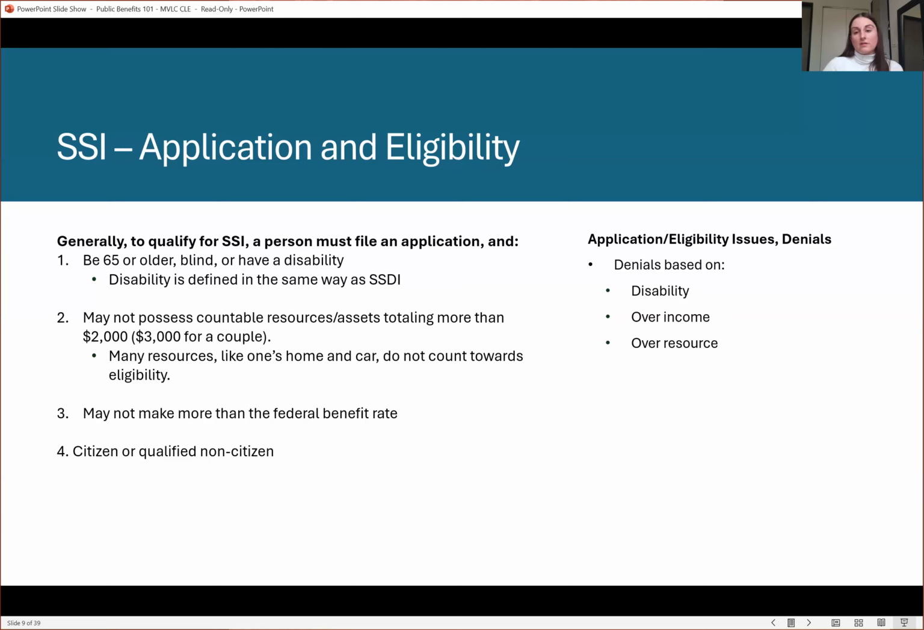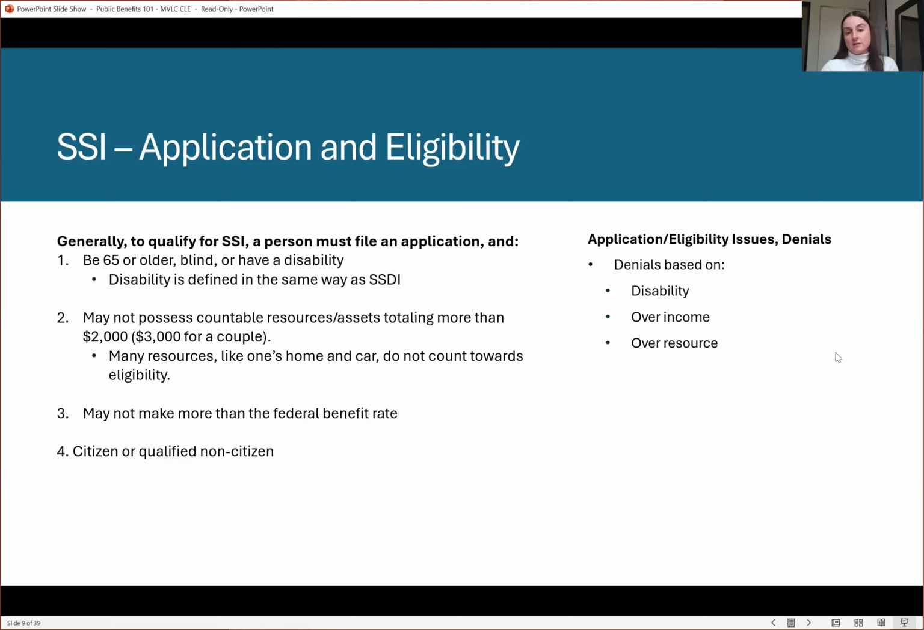You can't make more than the federal benefit rate. This is because the SSI benefit, and it's in its name, it's a supplement. It's supplemental security income. So your benefit is calculated by subtracting your income from the federal benefit rate. And the federal benefit rate is $967 for an individual and $1,450 for a couple. So if you're above those numbers, you're not going to be eligible for the supplement. And then you need to be a citizen or a qualified non-citizen as well.